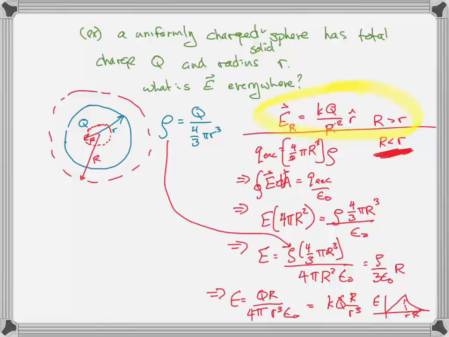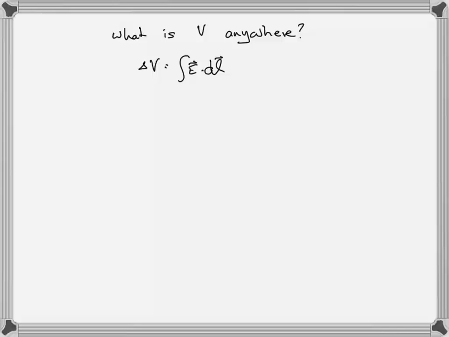So as big R gets bigger, the electric field gets bigger linearly and then gets smaller quadratically once we get outside the sphere. That's the first part of that problem. Let's then ask, what is the electric potential, anywhere inside or outside the sphere?